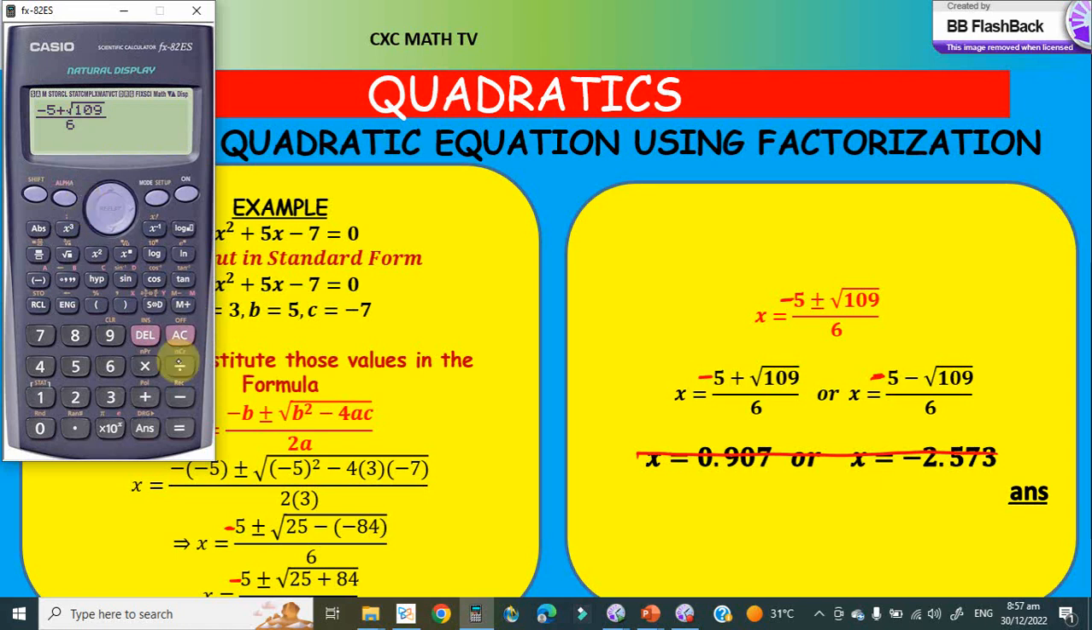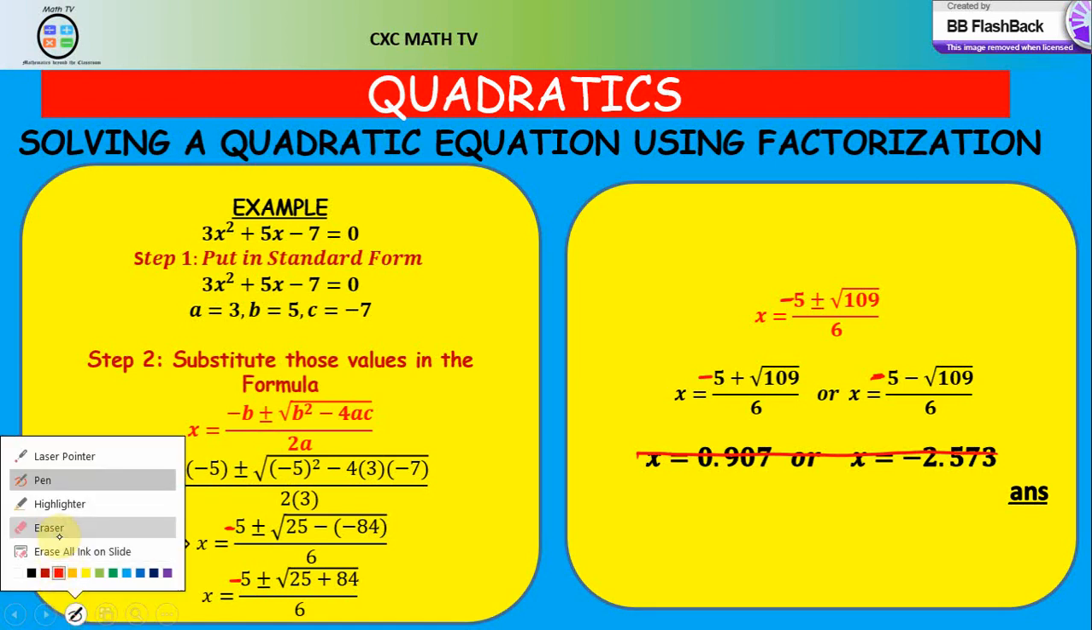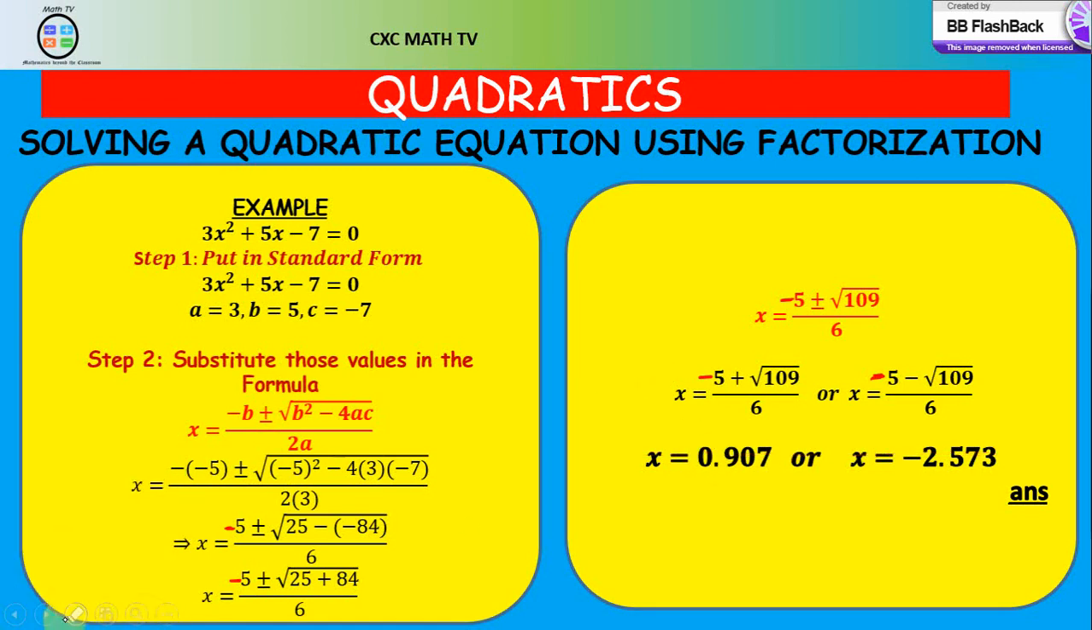Always remember, when you see this plus or minus, you have to do it with the plus first, then you have to evaluate it with the minus. So when you change a plus to a minus, that gives you the next answer, the negative 2.573. So in that case now, let me take this back off. That's how we get our two answers.